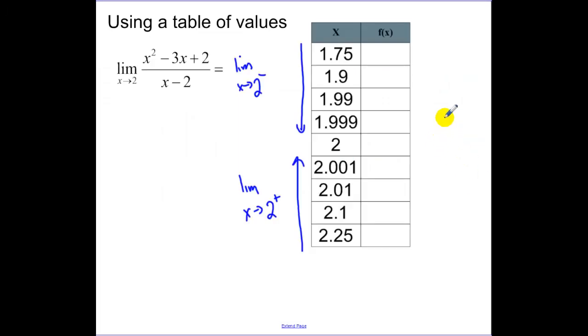We used our calculator to help fill in the values, so I'm going to fill these in real quick for us. Remember, for 2, we got an error, which is our calculator's way of saying this does not exist. Now think of why. If I plug in 2, I'd get a 0 in the denominator, I apologize.